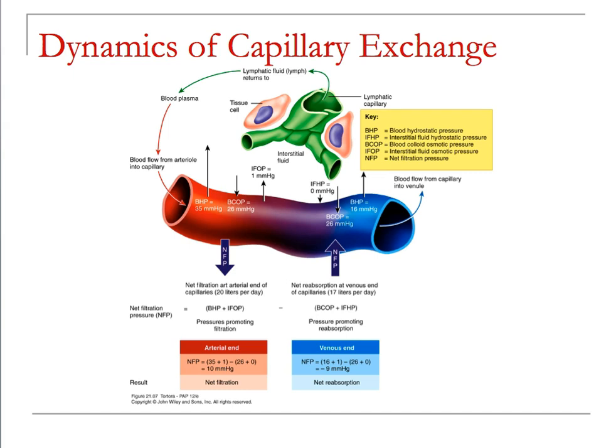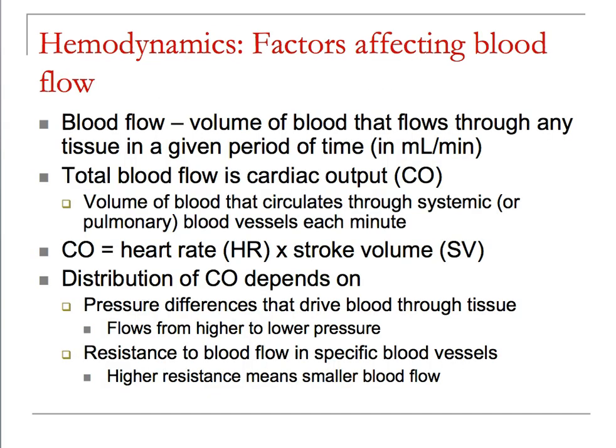I want to introduce one idea, though. Factors that are going to affect that blood flow, okay? Total cardiac blood flow is cardiac output, and distribution of cardiac output depends on the pressure differences that drive through these tissues. And I know I've stressed this again and again and again. Just because your heart rate's going up doesn't mean you have more efficient net filtration and net reabsorption pressures inside a capillary bed. And that's where we'll pick up.